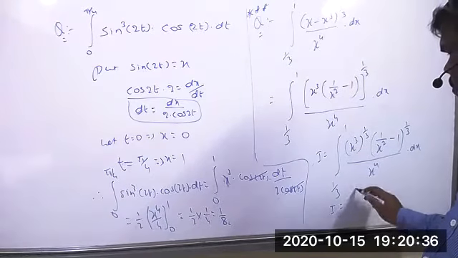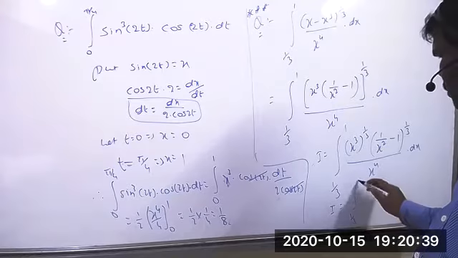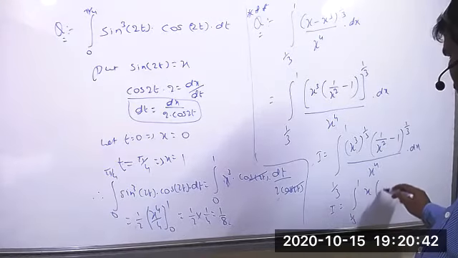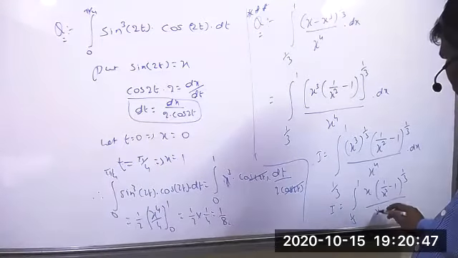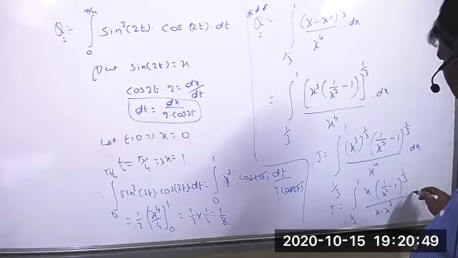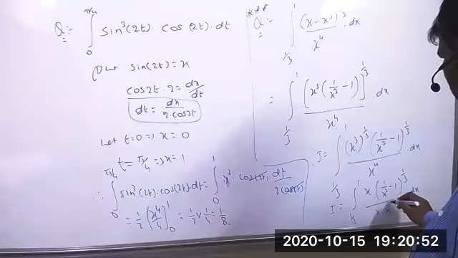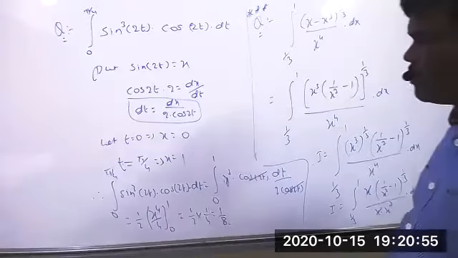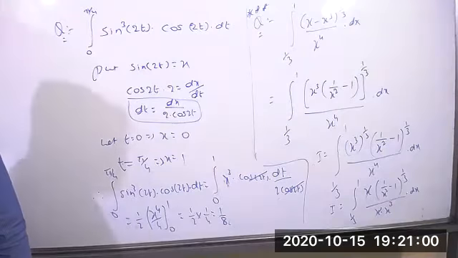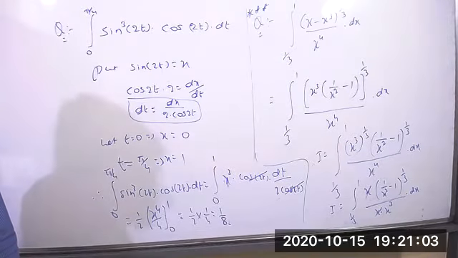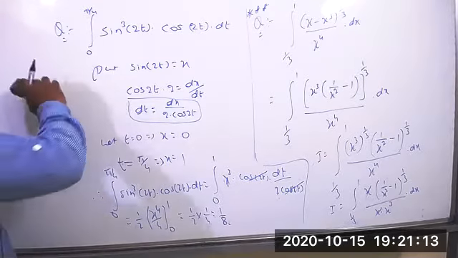So the value of I equals the integration from 1/3 to 1 of x into (1/x square minus 1) whole power 1/3, whole by x power 4. This is x into x cube, and these will be cancelled. Now we can take the substitution. The differentiation of 1 by x square, we will definitely get that. Okay, so now we can write.